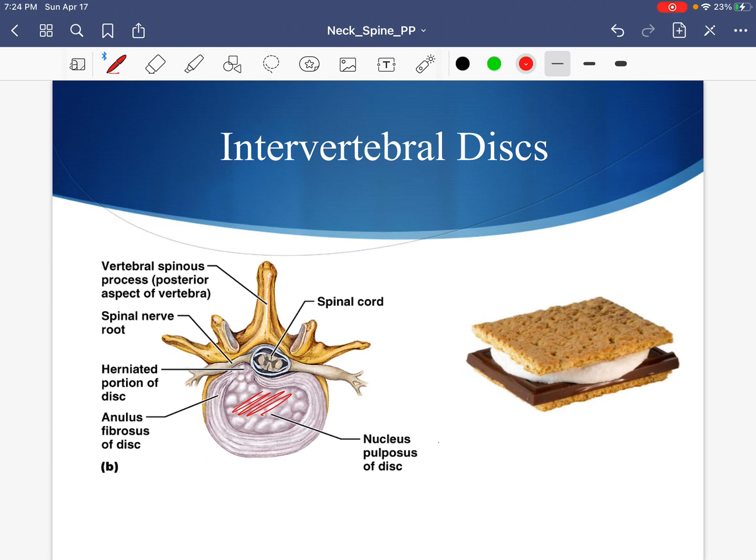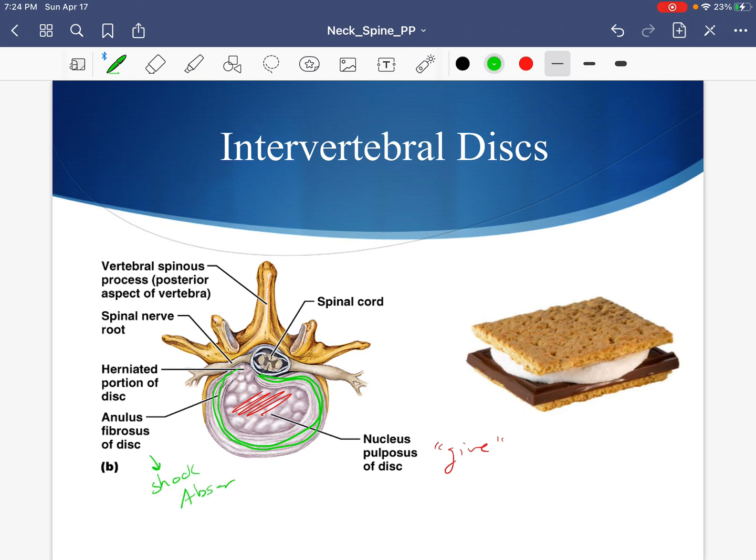This is where we have most of the give. This is a more kind of watery or aqueous solution. It's softer, more give. The outer bands are called the annulus fibrosus. They're made up of fibrocartilage, which is the toughest, strongest fibrocartilage we have in our body. The annulus fibrosus is more about shock absorption.